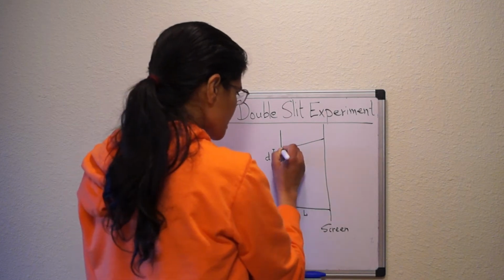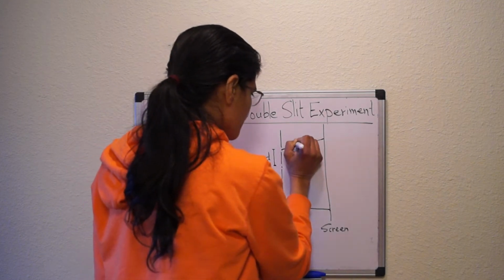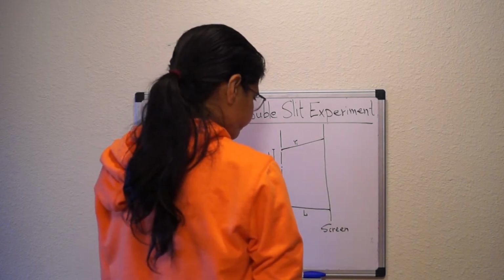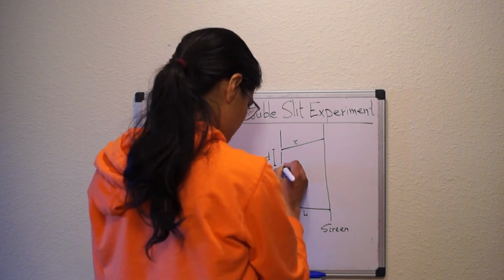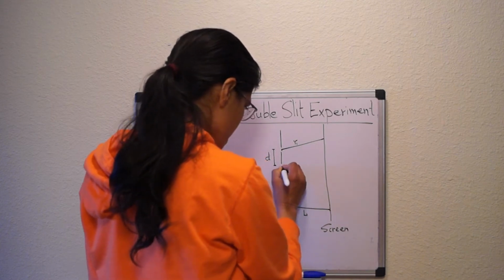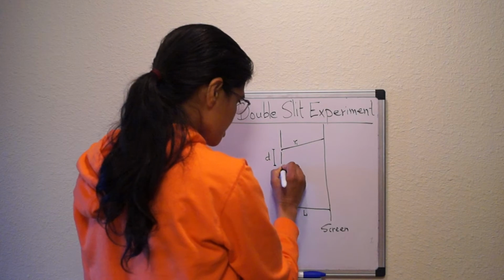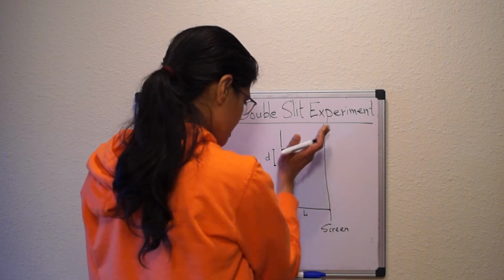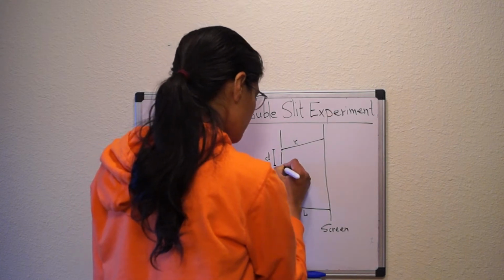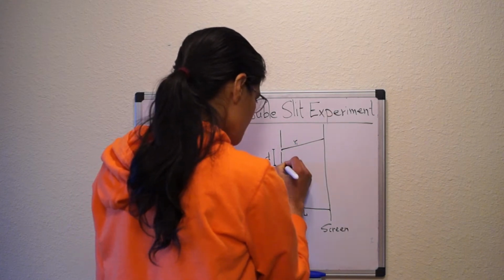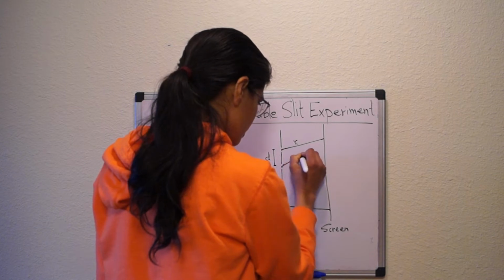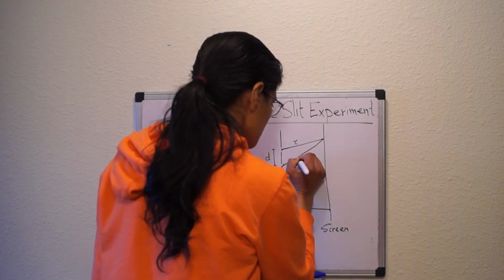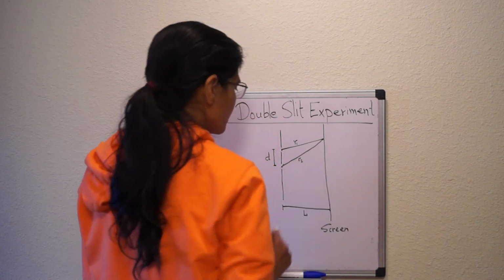Let's call this a distance R1. This light travels a distance R1. And this light from this other slit is not going to travel R1, because it goes a little bit in the other direction like this, which means it's going to travel a slightly longer distance than R1. Let's say this travel distance is R2, okay?